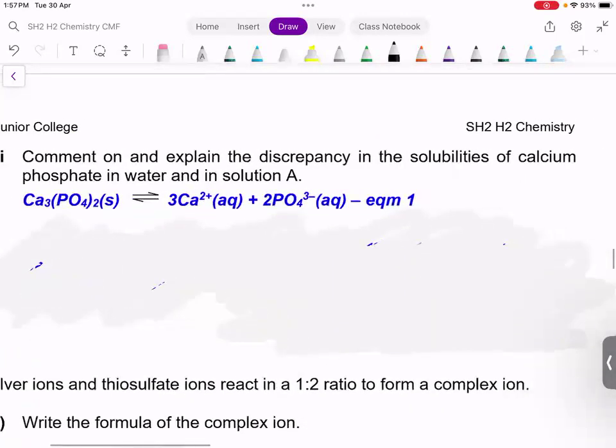Comment on and explain the discrepancy in the solubility. So right at the start of this question, you are given the solubility. Then in the next part, you're asked to calculate the new solubility in the presence of calcium hydroxide. So how will you explain that there's this discrepancy? Why is there a discrepancy?